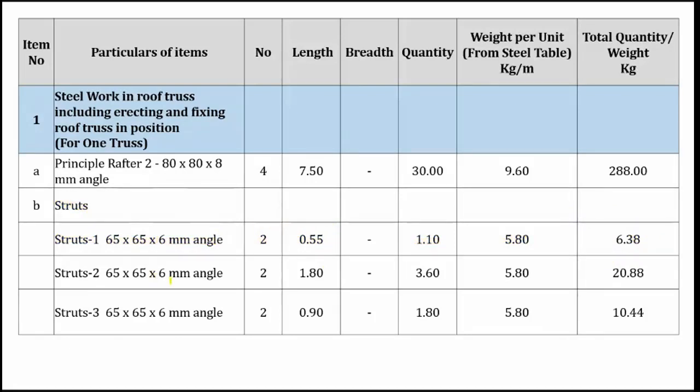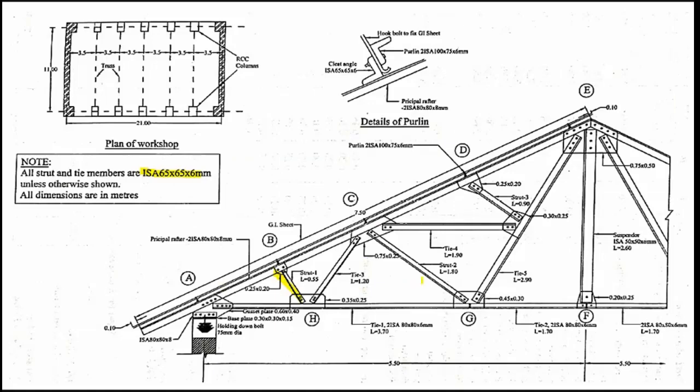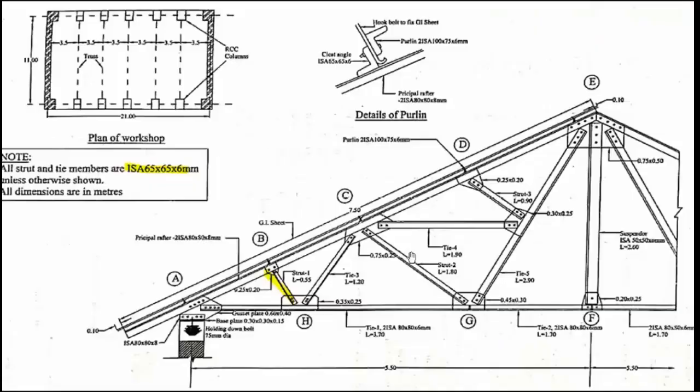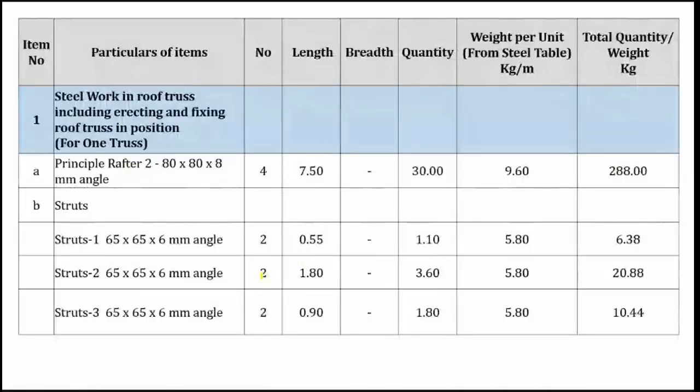Similarly, we will now calculate for all the other struts. Right? So next, the second strut is of length 1.8 meters. Size will remain the same, weight per meter will remain the same. So therefore, second strut, two numbers, length is 1.8. If you multiply, you get this. Weight per meter will remain the same. If you multiply, you get this answer.